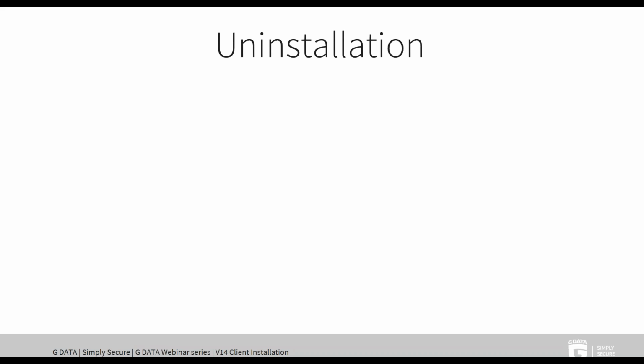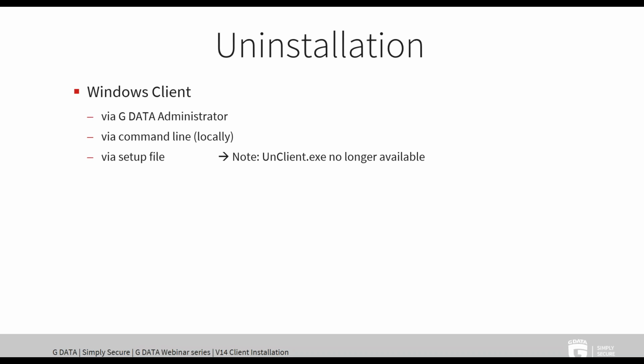The uninstallation process is pretty simple as well. The Windows client can be uninstalled via the GData administrator, via command line locally, and also via setup file. The option to use unclient.exe, the former uninstallation of the client, is no longer available in version 14, so this option has been dropped.